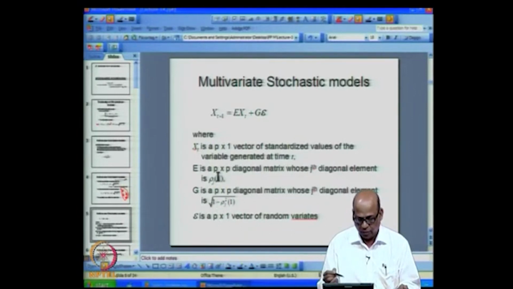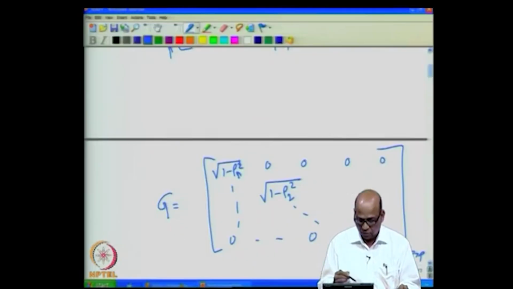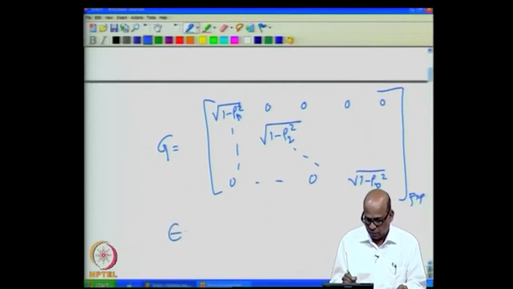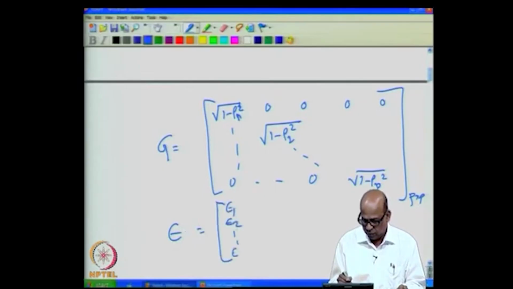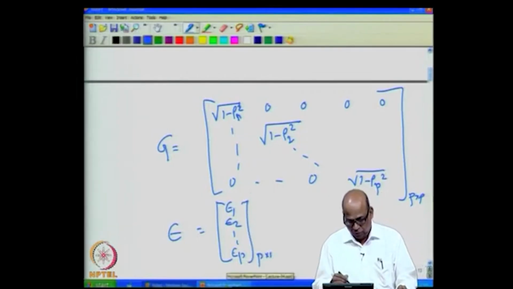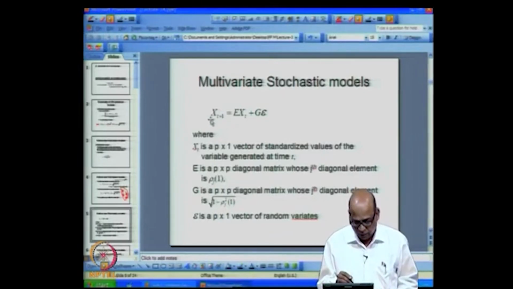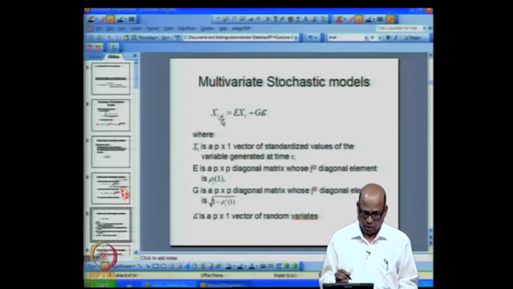Here it was only rho j h, rho j of 1, and epsilon is a p by 1 vector of random variates. So, epsilon we will write as epsilon 1, epsilon 2 etcetera, epsilon p, these are random variates. So, this is p by 1. This is how we write in terms of the matrix notation the multi-site model: X t plus 1 is equal to E x t plus G into epsilon.